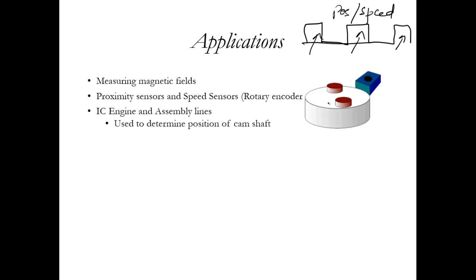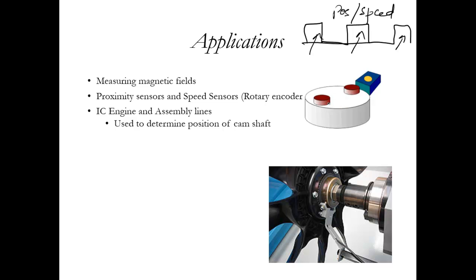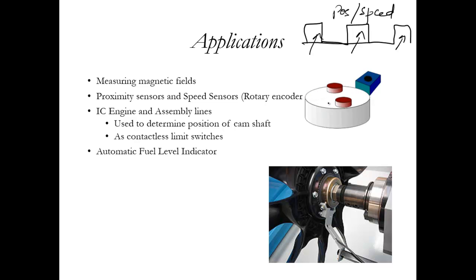Similarly, it's used in IC engine assembly lines for determining the position of the camshaft. These are embedded there. They can be used as contactless limit switches. Because we don't want to touch, we can rather use them as limit switches. The moment it reaches near to the Hall effect sensor, we can generate a signal that it has reached near to this, so we can limit our systems.